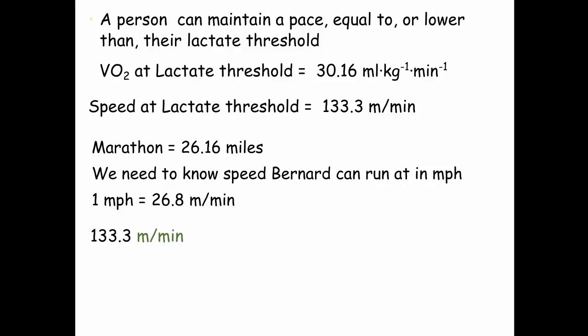So we've got his speed in meters per minute, and we need to convert it to miles per hour. So we're going to use some conversion factors to do this. If I have meters per minute on the numerator, I'm going to put it on the denominator here, and I'm converting to miles per hour. I know there's 26.8 meters per minute in 1 mile per hour, and that of course meters per minute are going to cancel out. So I'll get my answer in miles per hour.